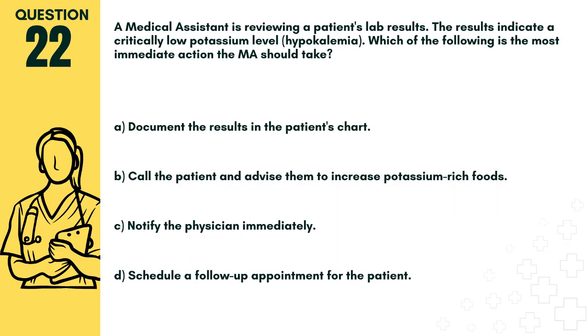Question 22. A medical assistant is reviewing a patient's lab results. The results indicate a critically low potassium level, hypokalemia. Which of the following is the most immediate action the MA should take? A. Document the results in the patient's chart. B. Call the patient and advise them to increase potassium-rich foods. C. Notify the physician immediately. D. Schedule a follow-up appointment for the patient.